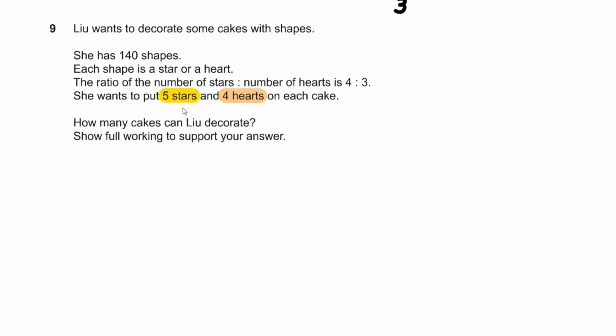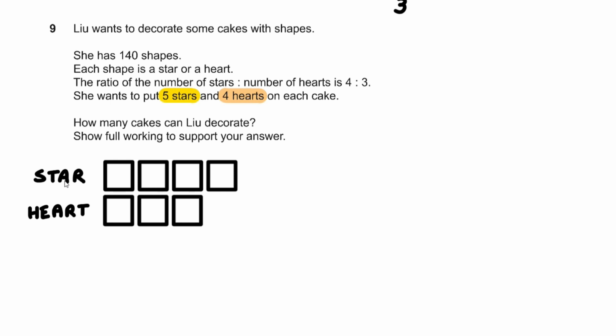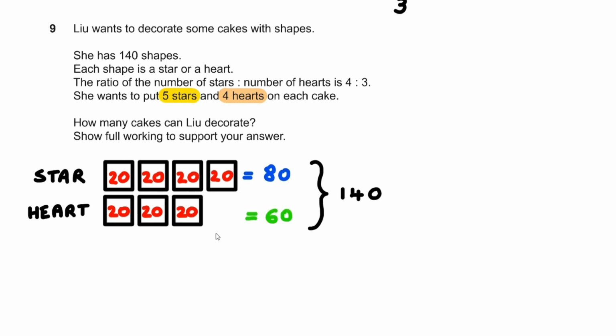So we have 5 stars and 4 hearts on each cake. We've got this ratio of star to heart being 4 to 3. And we have 140 shapes altogether. So we've got 7 parts equaling 140, which means each part is worth 20. So we have 20 per part. Which means the total number of stars we have is 80. The number of hearts we have is 60.